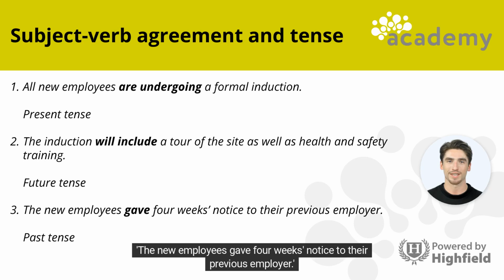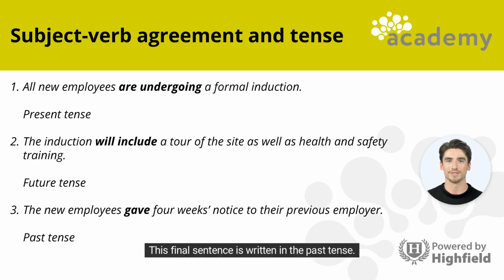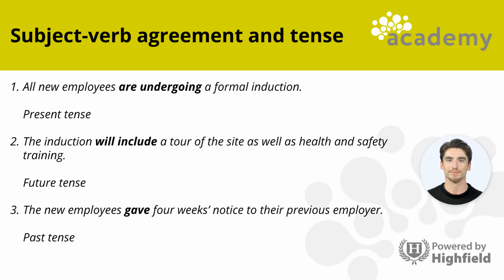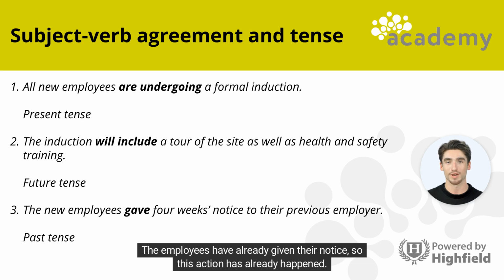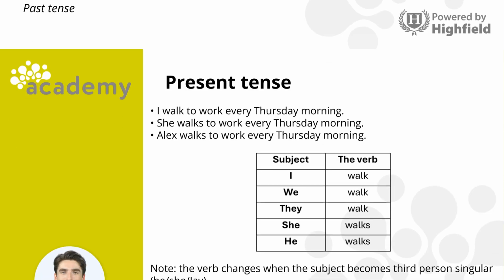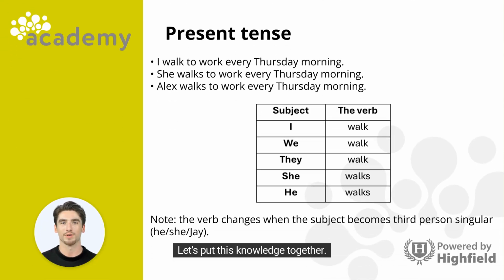The new employees gave 4 weeks' notice to their previous employer. This final sentence is written in the past tense. The employees have already given their notice, so this action has already happened. Let's put this knowledge together. The table shows present tense subject-verb agreement.